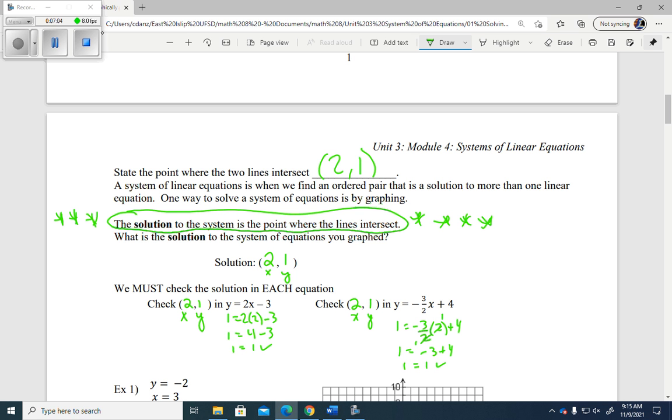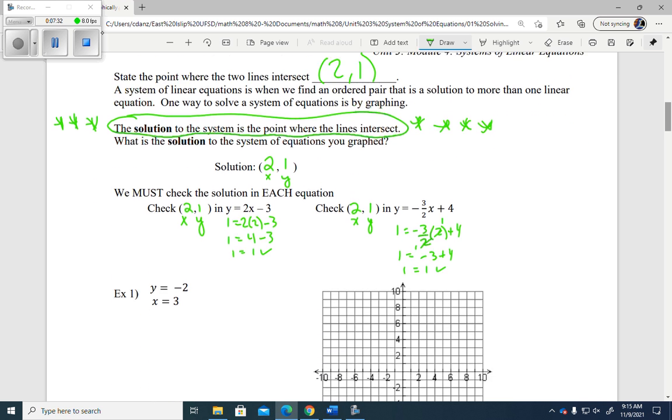And it works in the second one as well. So when you find the point of intersection, the check will work in both equations. If the check doesn't work in both equations, it means you probably made a graphing error and you found the wrong point. So when we graph correctly and we find the point of intersection, that point of intersection is the solution. If it is the solution, it will check in both equations.